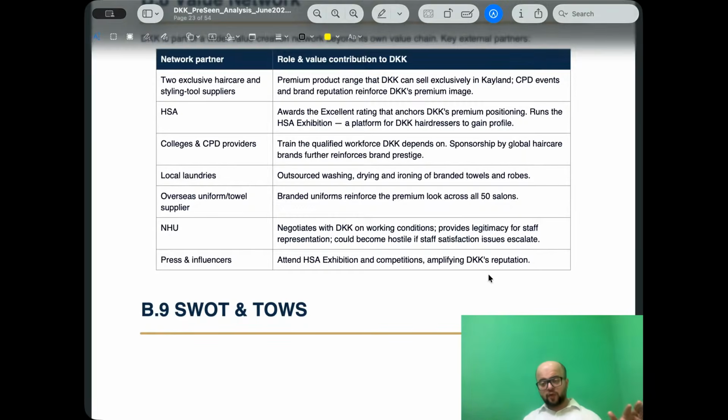Then press and influencers, they attend HSA exhibitions and competitions, amplifying DKK's reputation. So the social media influencers, press, these people, they have a pivotal role to play in the growth of DKK. Why am I saying that? Because if they speak positively about the brand, then the brand is only going to get an uplift from there.